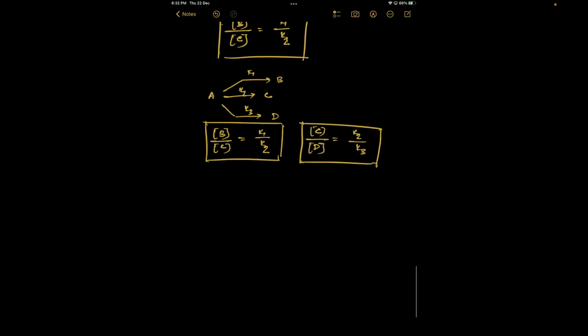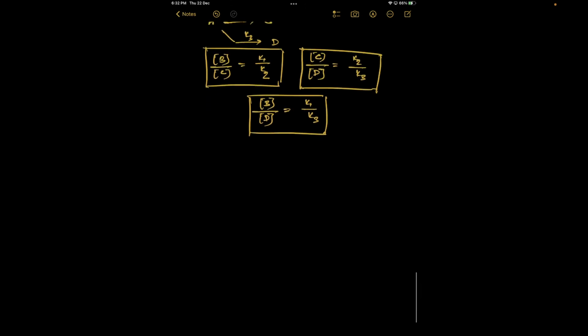And also the concentration of B divided by concentration of D at any time will be just K1 divided by K3. Okay, so the product ratio will be equal to just the ratio of the rate constants.